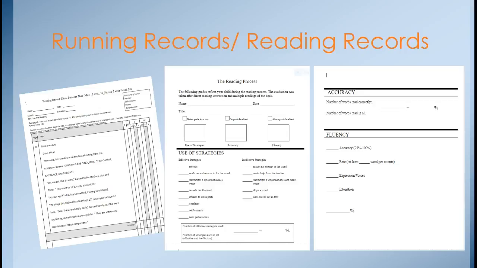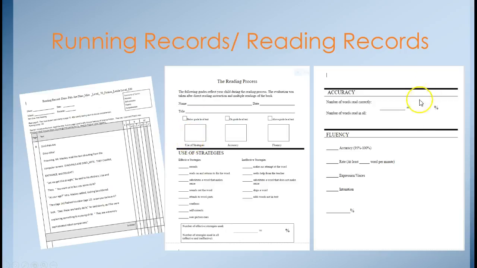You'll see to the right there's the reading process, which was designed by Jamie Smith. It gives you 3 grades. As the students do the running record or reading record, you look at the effective strategies they used and the ineffective strategies they used. Then you take the number of effective strategies used and the number of strategies used in all, and you get a percentage, and that gives you a grade.